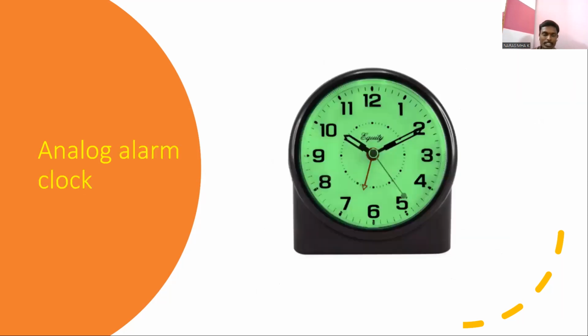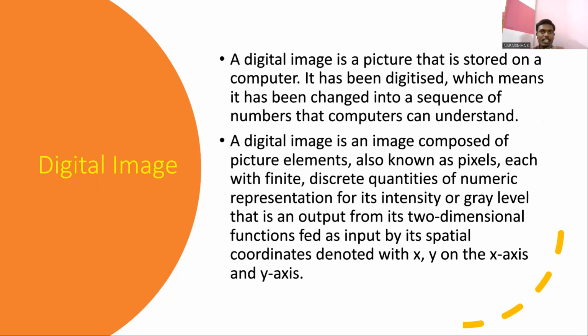Next, this is an analog clock, for a simple example. Digital image: a digital image is a picture that is stored on a computer. It has been digitized, which means it has been changed into a sequence of numbers that computers can understand.